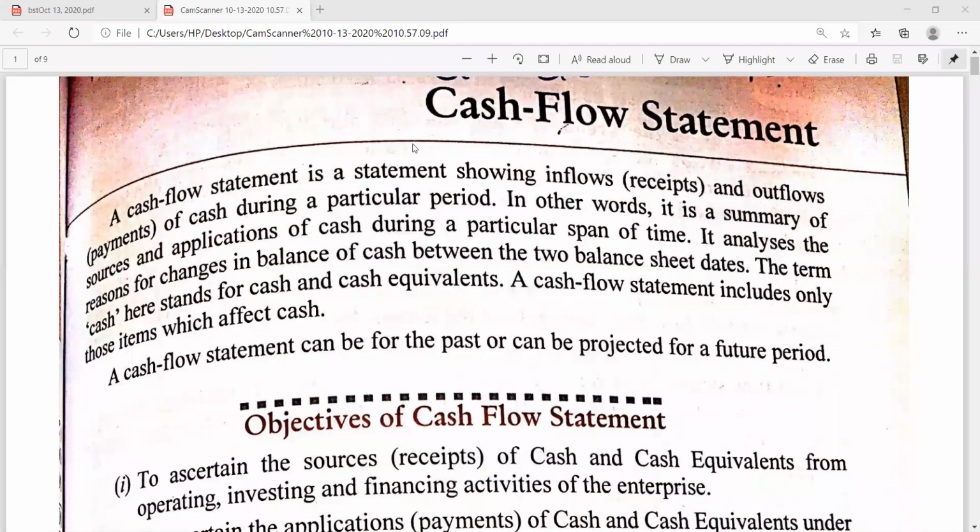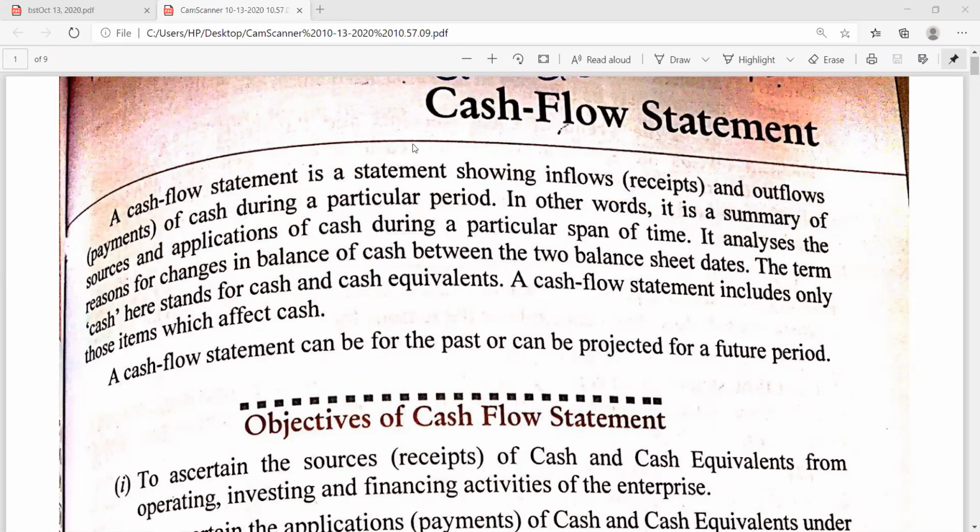And when we did the second chapter of this book, you came to know there are so many tools of financial analysis, and cash flow statement is one of the most important tools of analysis. So what is a cash flow statement? Before preparation, before the accounting treatment, it is very necessary to know what it is. Whatever we are doing, practically or theoretically, you should clarify the meaning first.